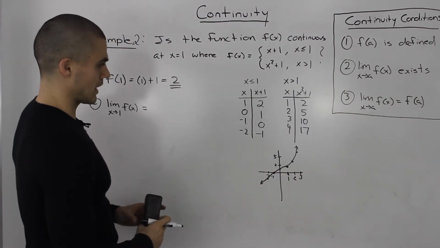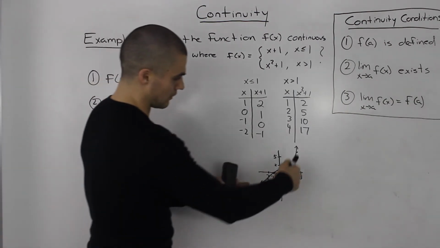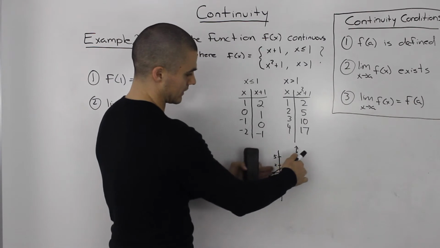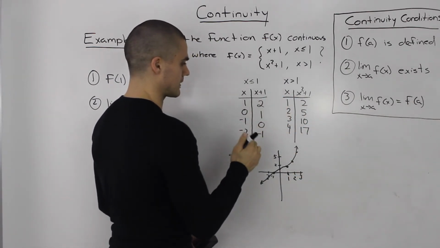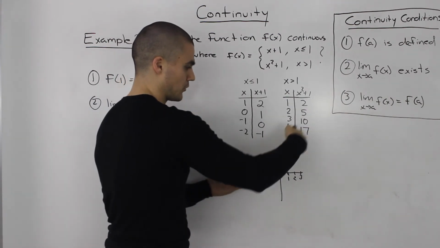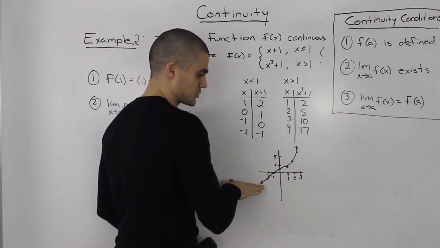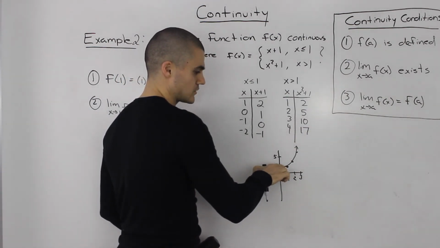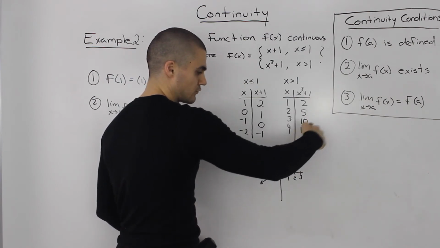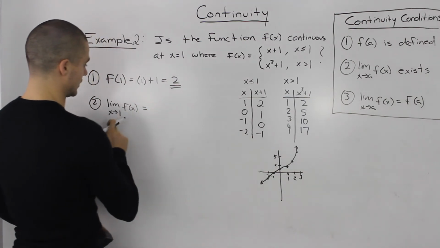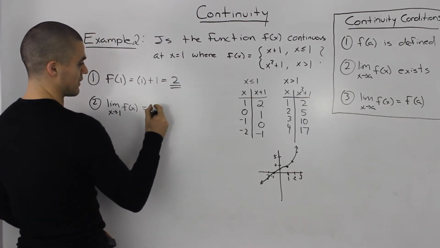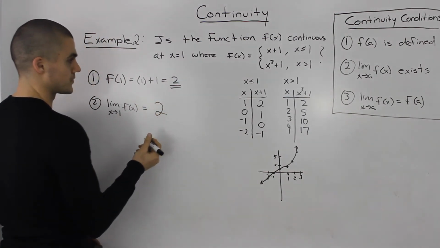So we can tell that the function is continuous at 1. It hits 2 on both pieces, and so the limit exists from both sides. As x is approaching 1 from the left side, the y value is 2. And as x is approaching 1 from the right side, the y value is 2 as well. So the limit as x approaches 1 of f of x exists, and it's equal to 2.